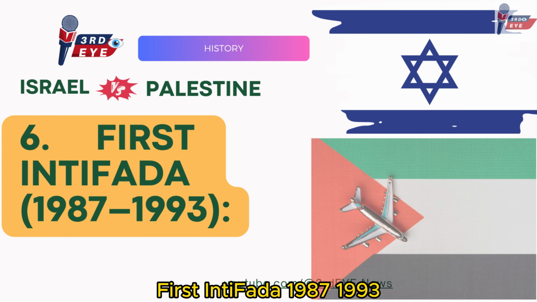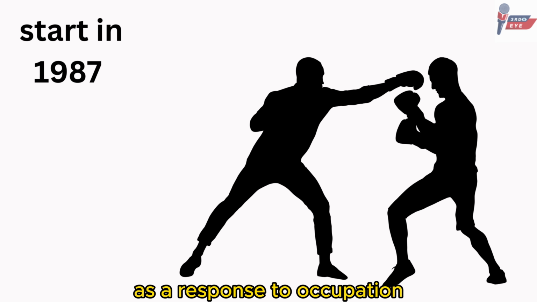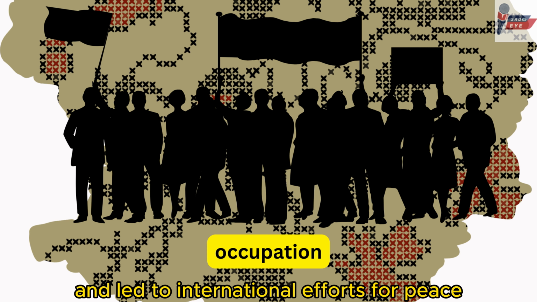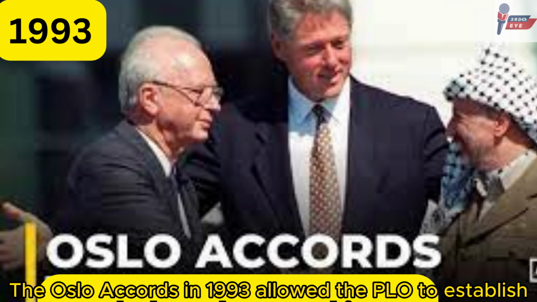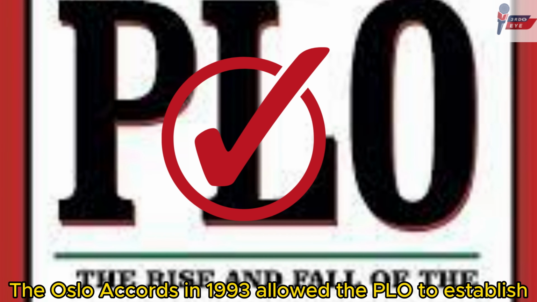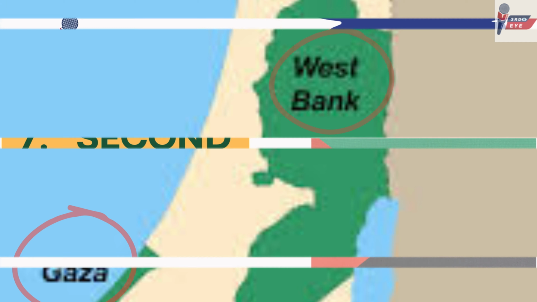First Intifada, 1987-1993. The First Intifada started in 1987 as a response to occupation and led to international efforts for peace. The Oslo Accords in 1993 allowed the PLO to establish the Palestinian National Authority in the West Bank and Gaza.